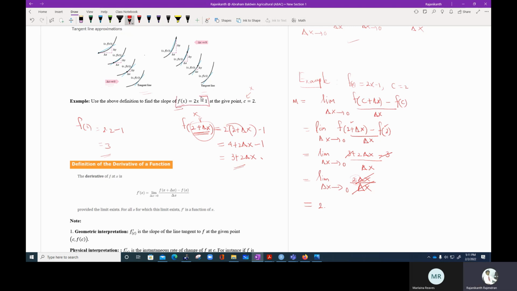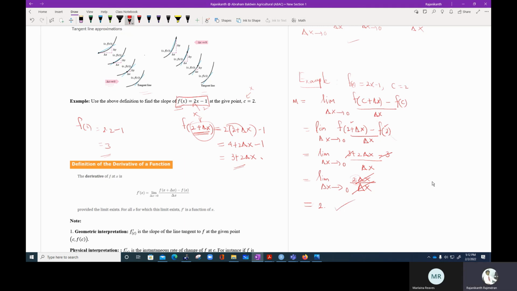This is nothing but a straight line, right? The slope of the straight line here is 2. That's why you got the answer. For this straight line, slope is always fixed at 2. Wherever you take the point, the tangent slope is always going to be 2 because of the constant value there. That's why you got 2 here, okay?